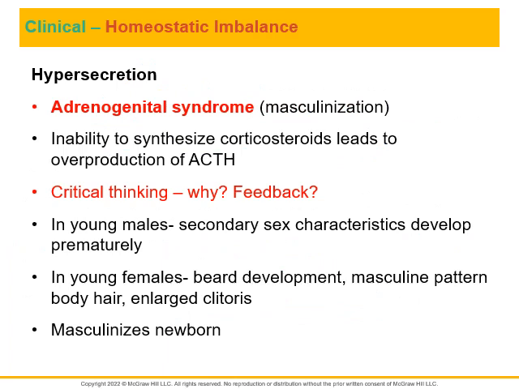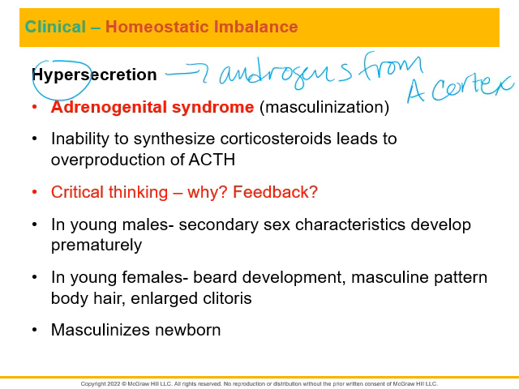What happens if you have too much? So I kind of wanted to just mention that if you have a hypersecretion, so I'm talking about androgens from the adrenal cortex. If you have too much androgens being secreted from the adrenal cortex, you're going to have, in young males, secondary sexual characteristics that develop prematurely. Imagine you're a 4 or 5-year-old and all of a sudden you have tons of androgen. You're going to see these secondary sexual characteristics develop.